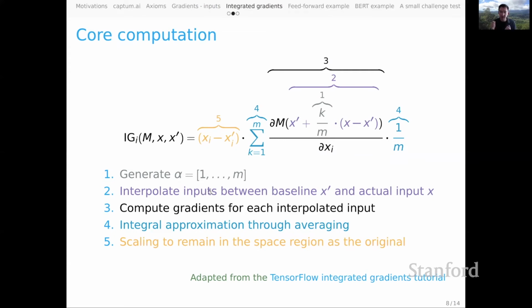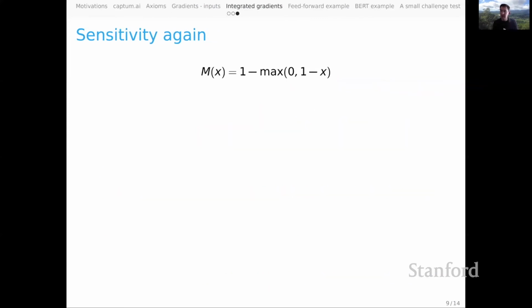We're going to interpolate a bunch of different inputs between that baseline of all zeros and our actual input. That's what's happening here. And we'll take the gradients with respect to each one of those, with respect to each one of the features. And we're going to sum those up and average them. And that gives us the core calculation here. And then in step 5, we just scale that resulting average with respect to the original input to put it back on the same scale. And as I showed here, integrated gradients obeys the sensitivity axiom.